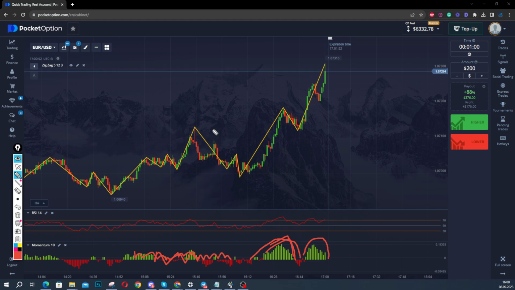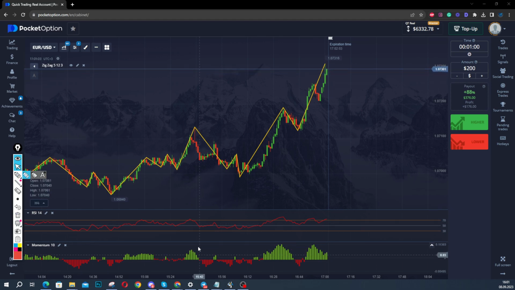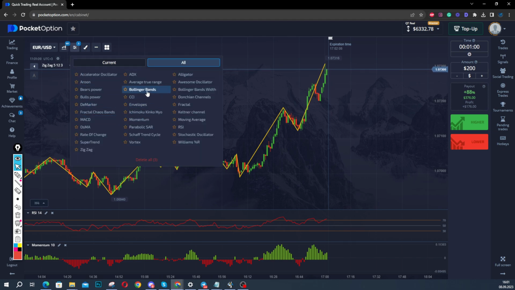So these are these two indicators, a zigzag and the momentum indicator. They are a little bit similar to each other. Yeah, so I told you before, you don't need both of them necessarily. So now we go to the last indicator, and the last indicator is the Bollinger Bands indicator.